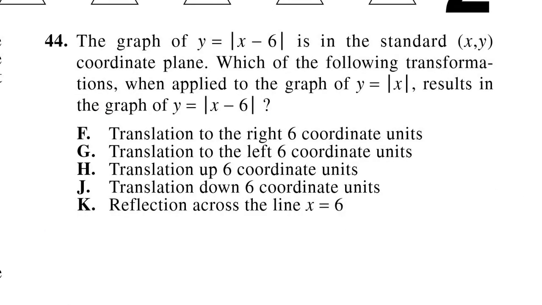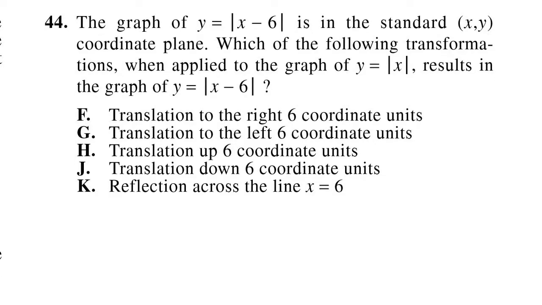Number 44, the graph of y is equal to the absolute value of x minus 6 is in the standard xy coordinate plane. Which of the following transformations, when applied to the graph of y is equal to the absolute value of x, results in the graph of y is equal to the absolute value of x minus 6? So we can do this a few ways. First of all, we can remember this trend. However, a lot of people do not remember this trend.